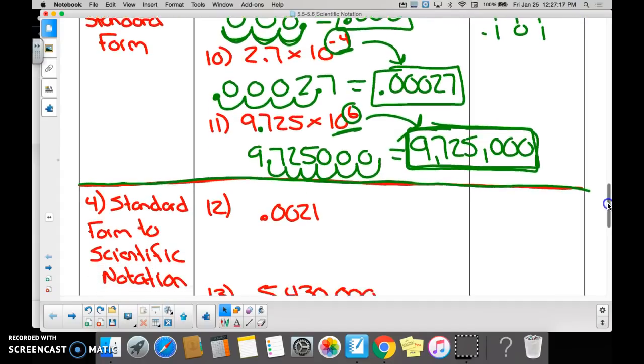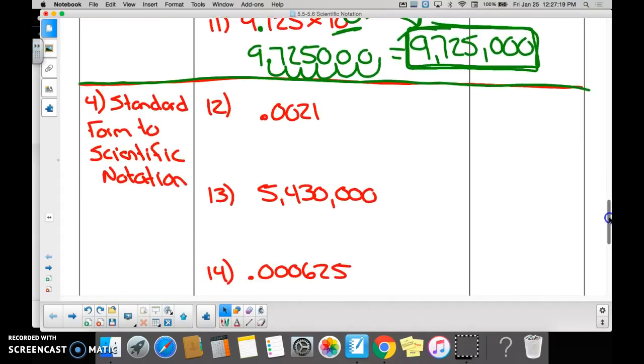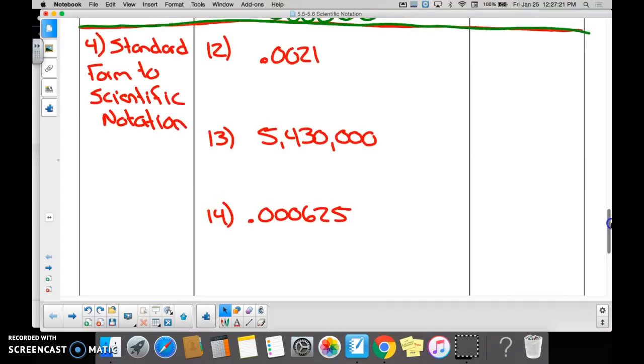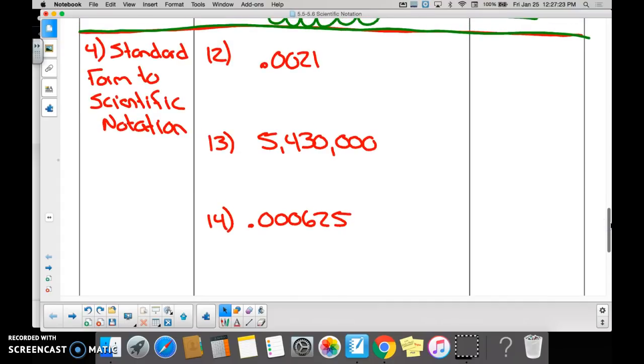Last one is standard form to scientific notation. So we're basically going to do the opposite. We're going to take a number that is not in scientific notation, that is written as is, and turn it into a scientific notation number. So we have 21, what do we got? 21 ten thousandths. And we want to write that in scientific notation, or our shortcut for writing numbers or decimals.